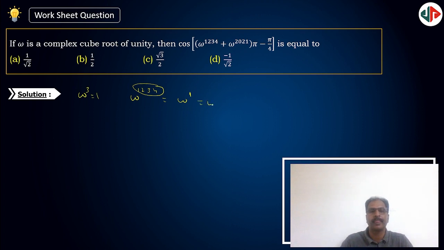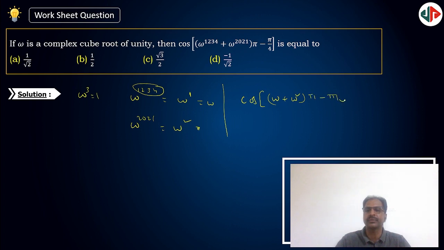Omega. Next, omega power 2021. Divide this number with 3. Remainder will be 2. So this is omega square. Therefore, cos of omega plus omega square into pi minus 5 by 4.